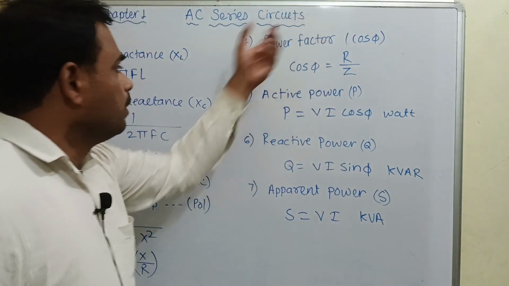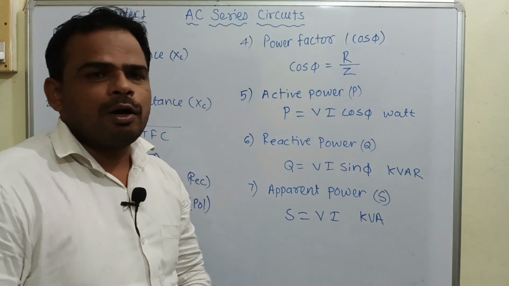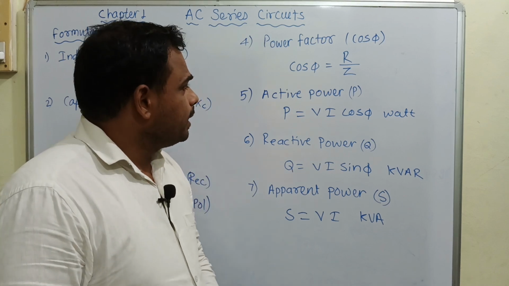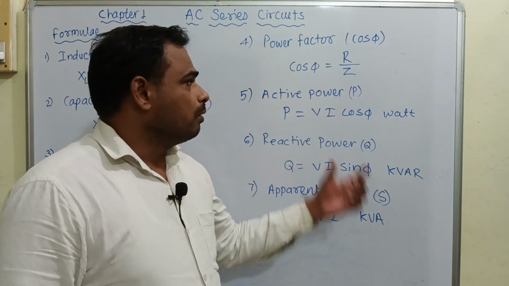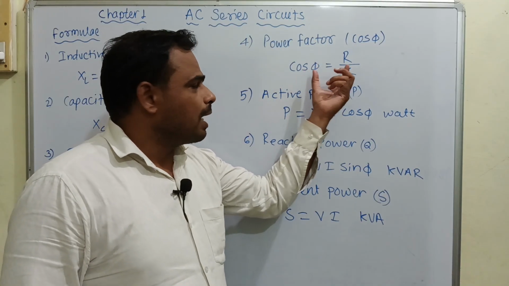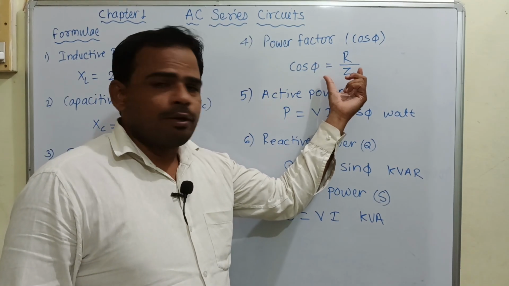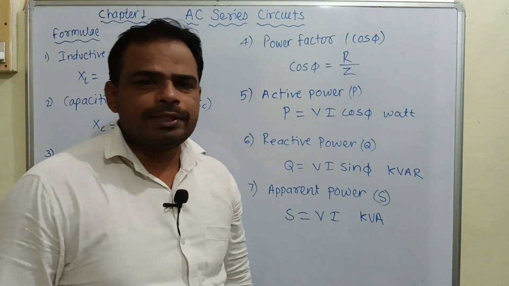Now see the next definition, power factor. What is power factor? Power factor is the power consuming capacity of the circuit. Power factor is denoted by cos phi. The formula for cos phi is R upon Z, resistance upon impedance of the circuit, and cos phi is a unitless quantity.